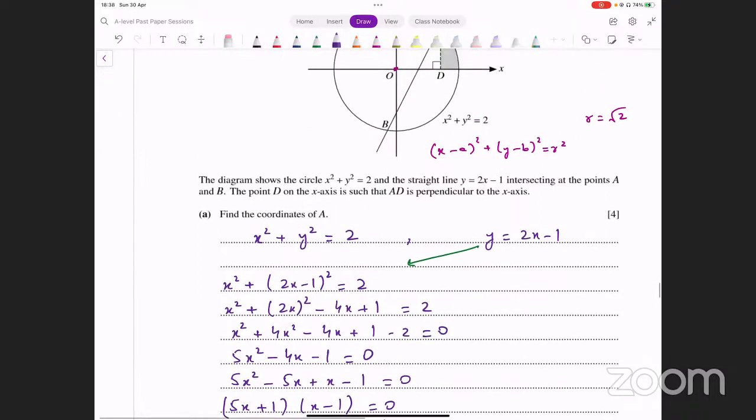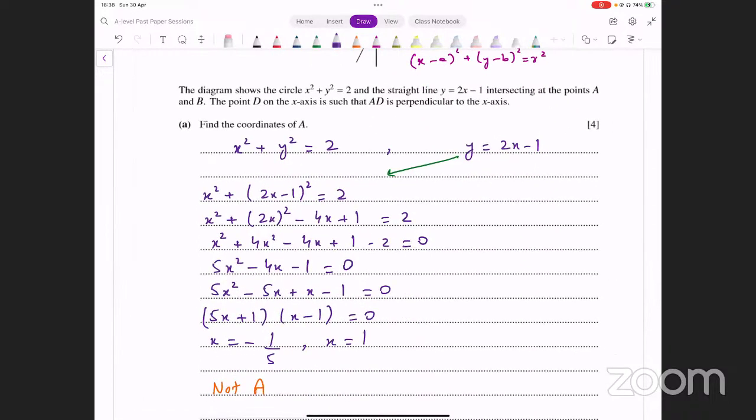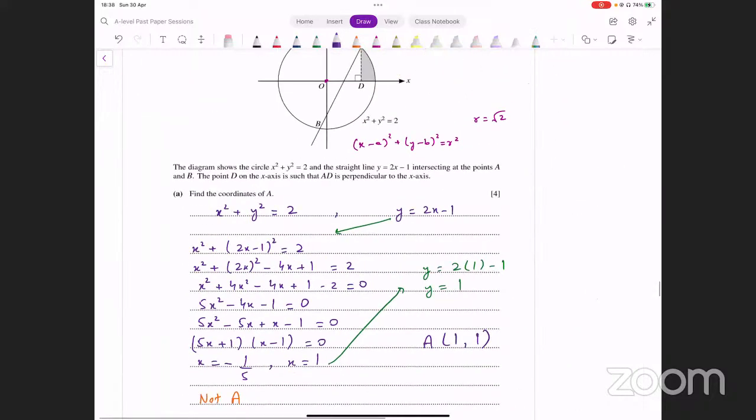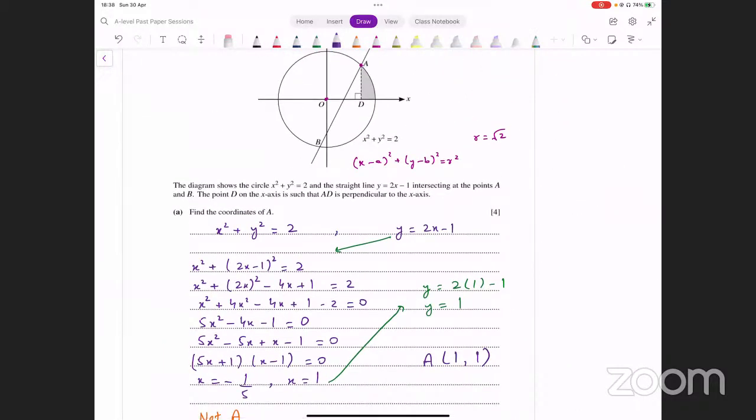We don't need that right now. A point का x coordinate 1 होना चाहिए. इसको जाके उसमें input कर दें दूसरे equation में. इससे आपको corresponding y coordinate मिल जाएगा. Y equals 2 into 1 minus 1. And the y coordinate turns out to be 1 as well. So that means the coordinates of the point A are 1 and 1. Okay, and that is what we were looking for. We have the point A here. Okay, so we have found that point.